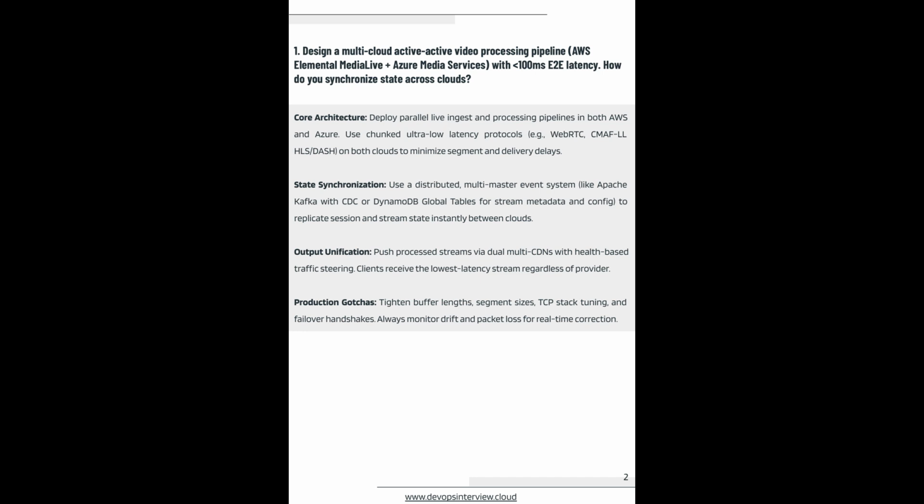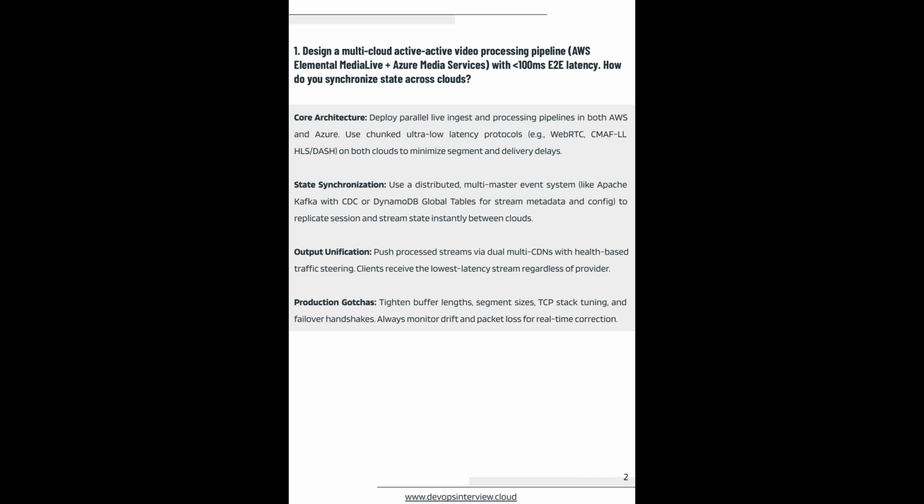So, the quick architectural overview. You've got parallel processing pipelines in each cloud, active. State is kept in sync using that multi-master database with CDC. Video is chopped into ultra-small segments for low latency. And delivery happens through two or more CDNs with smart switching. Each piece gives you something great, like resilience or speed, but usually costs you in complexity or operational overhead. Right. Can you break down those trade-offs component by component? Sure. Let's look at the main ones.